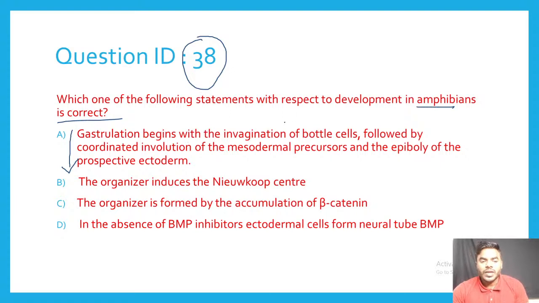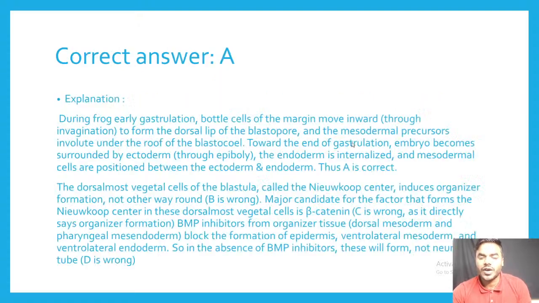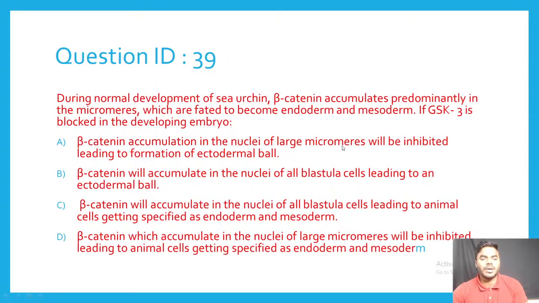Good. So first, the process of gastrulation will start with the invagination of bottle cells. Then, friends, it is followed by involution. At the end, it will undergo the process of epiboly. I hope every one of you remembers that.